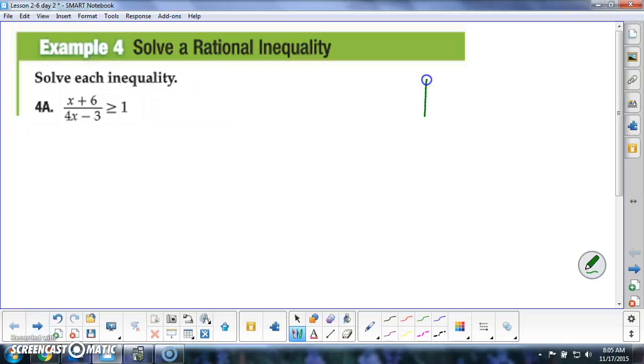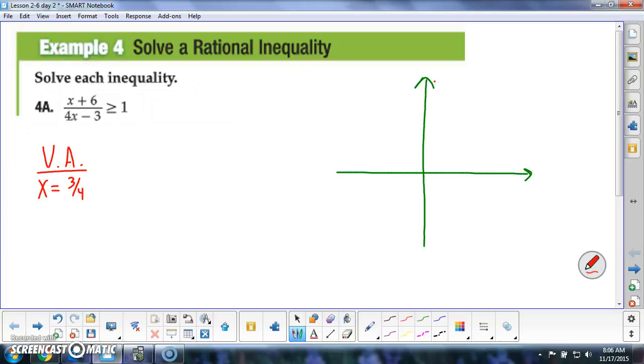So we'd begin with knowing where the vertical asymptotes are. On this problem, your vertical asymptote will be at x equals 3/4. So if I put in a vertical asymptote on our graph at 3/4, let's see here, our x-intercept would be at -6, and our y-intercept would be at -2.